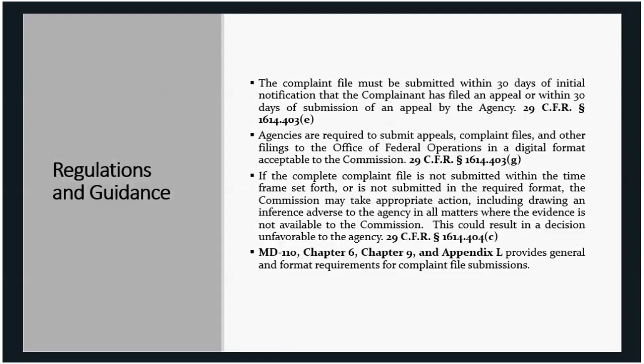The regulations that govern the appellate process are found in 29 CFR 1614 and in Management Directive 110. 1614.403(e) states the complaint file must be submitted within 30 days of initial notification that the complainant has filed an appeal or within 30 days of submission of an appeal by the agency. Additionally, 1614.403(g) requires that these submissions are in a digital format. If the complete complaint file is not submitted within this time frame or is not submitted in the required format, the Commission may take appropriate action, including drawing an inference adverse to the agency in all matters where the evidence is not available. This could result in a decision unfavorable to the agency.